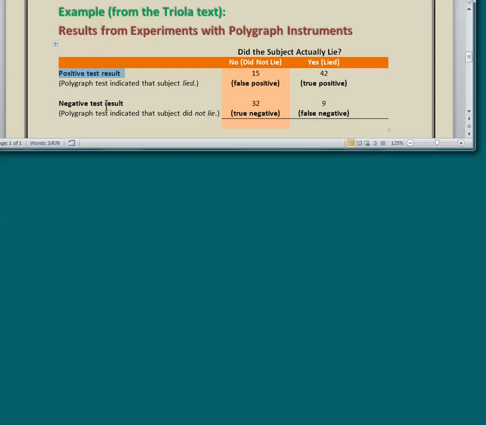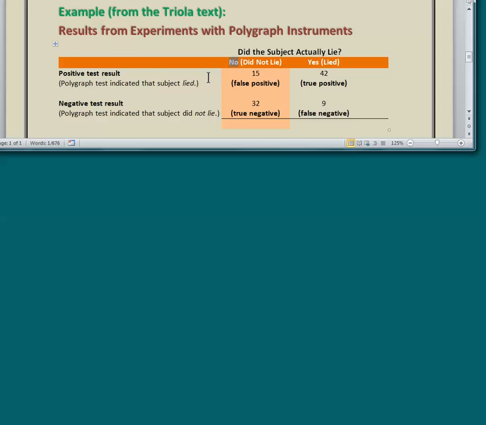So these things over here are talking about what are the test results. These numbers here, these columns, are talking about what did the subject actually do? Did the subject actually lie, or did the subject actually tell the truth? So let's be sure we understand how the table works. Did the subject actually lie? This column is no. The subject did not lie.